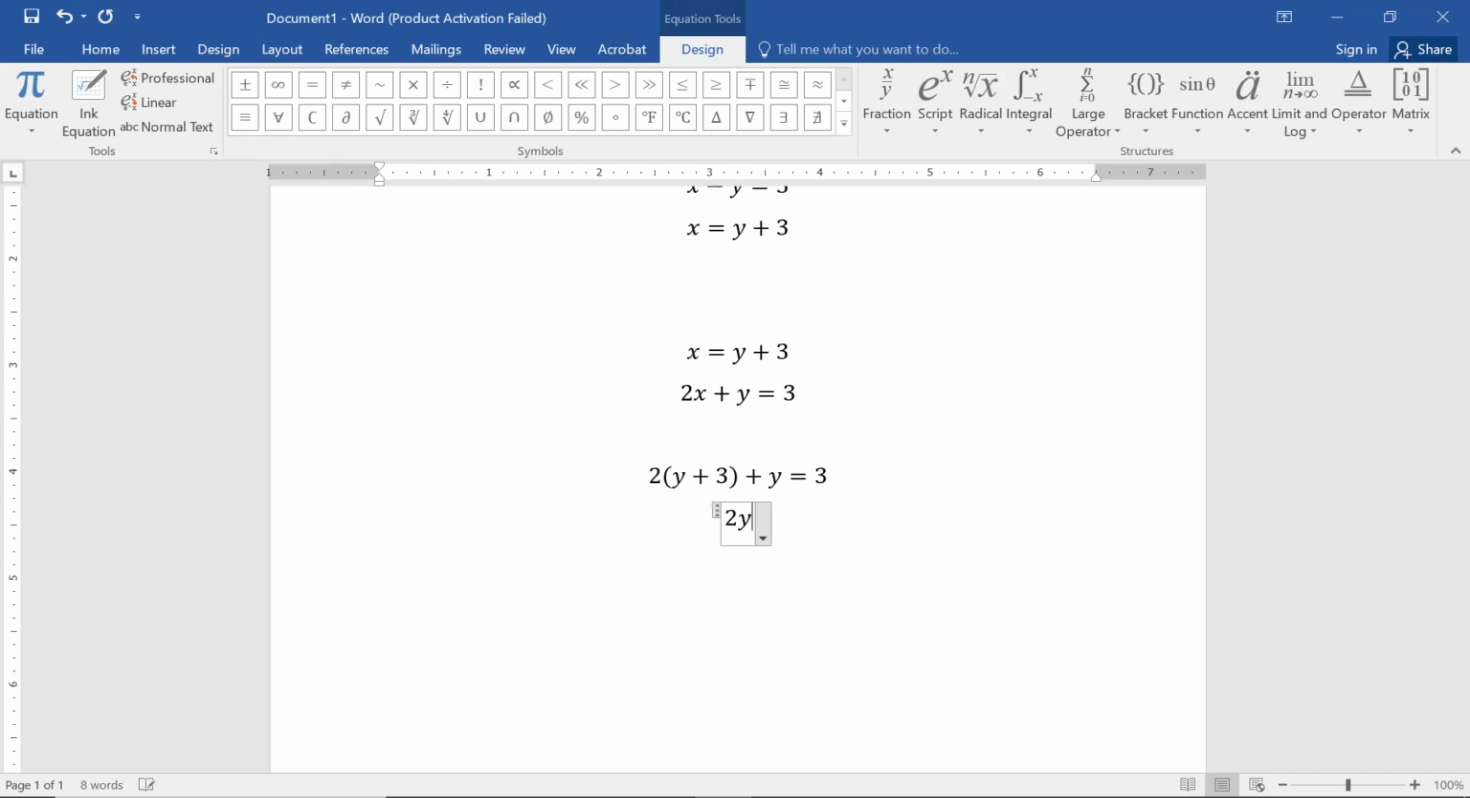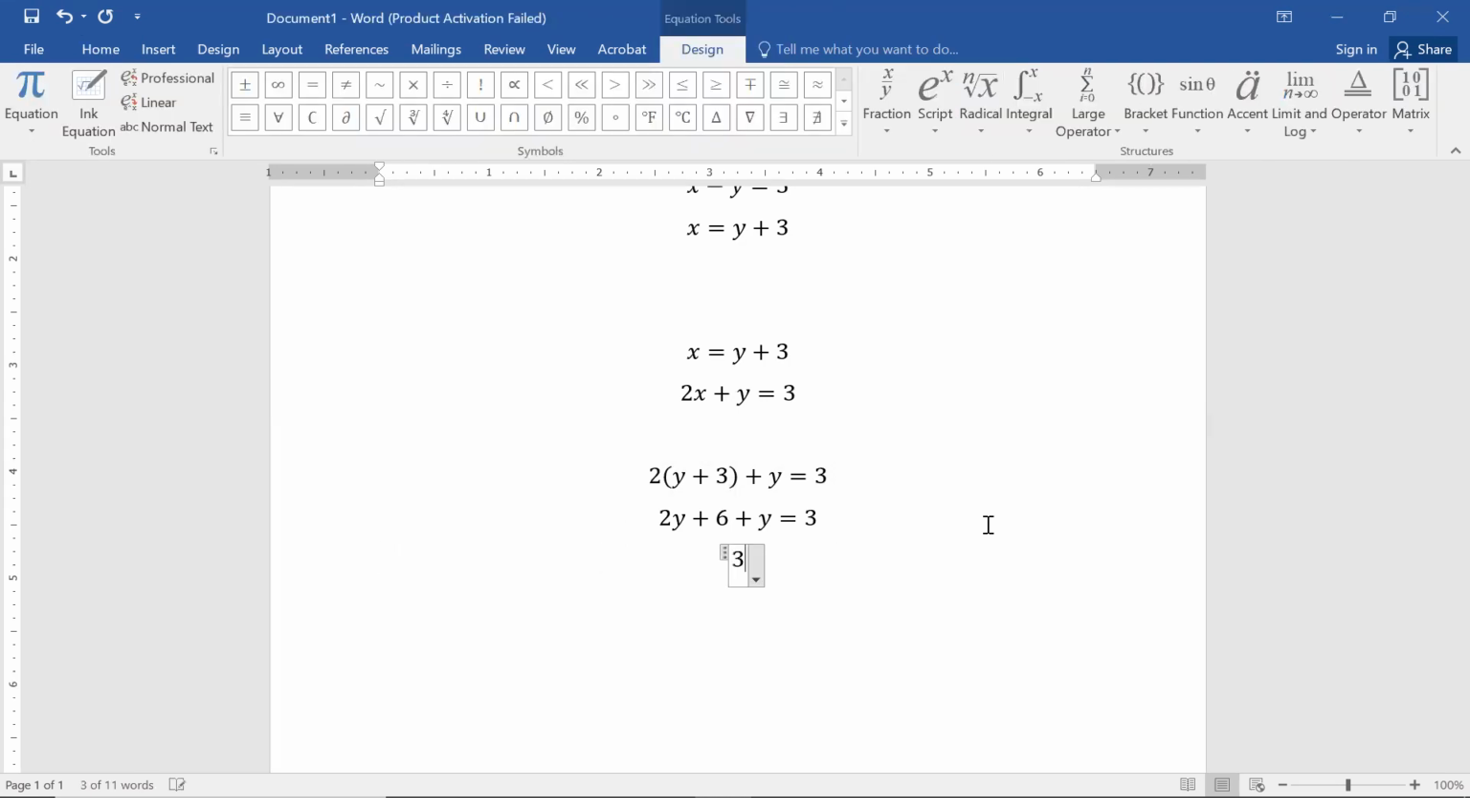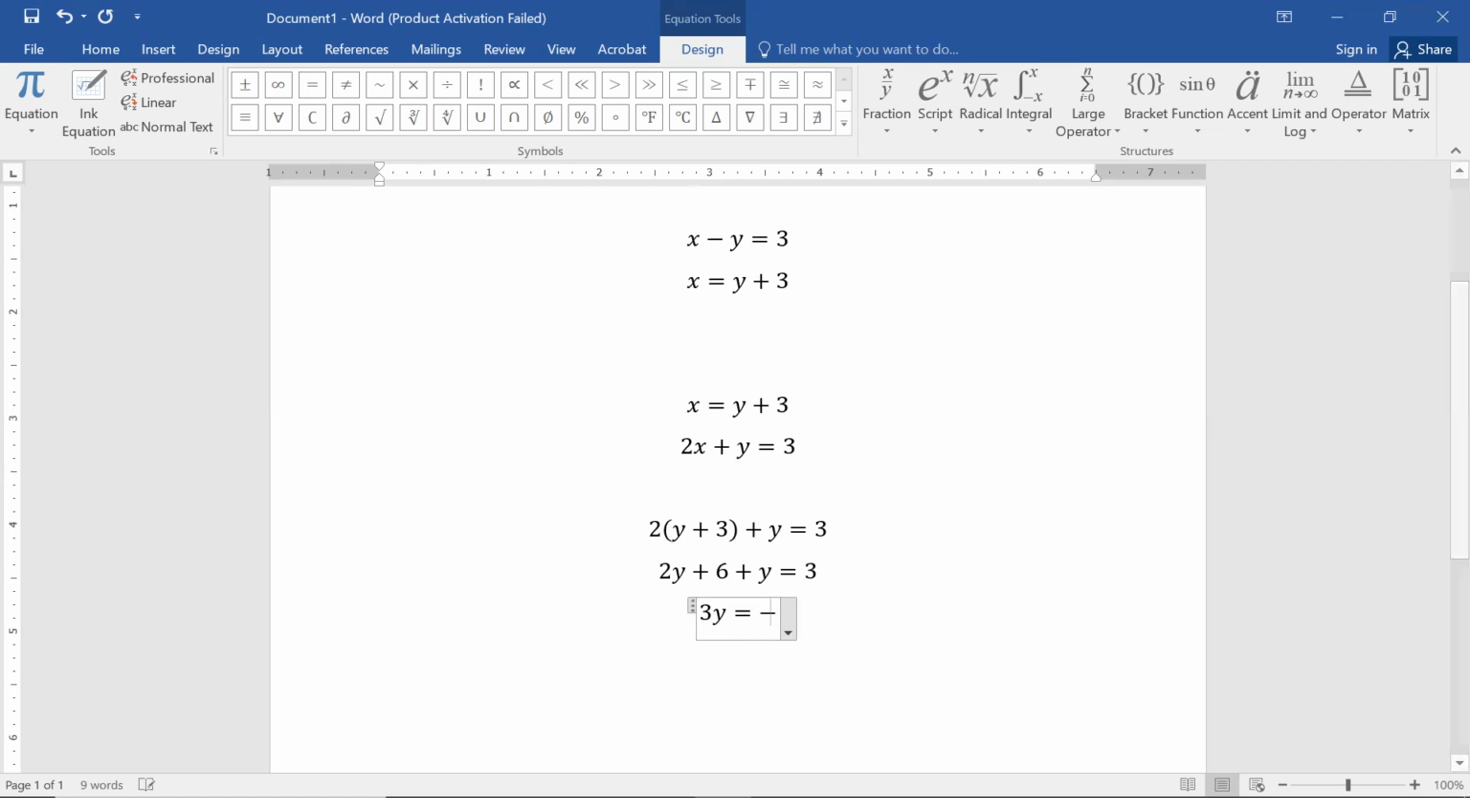When I distribute, I get 2y plus 6 plus y equals 3. Combining like terms gives me 3y on the left-hand side. When I subtract both sides by 6, what I end up doing is getting a negative 3 on the right-hand side. Dividing both sides by 3 yields y equals negative 1.